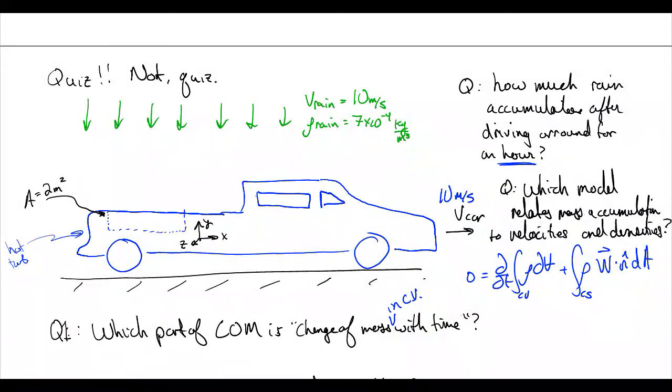It's raining. The velocity of the rain is 10 meters per second. That is an accurate velocity for a typical rain falling. The density of the rain, if you average it out, not the individual droplets, but averaged out, is 7 times 10 to the negative fourth kilograms per meter cubed. That is also accurate. You're welcome.